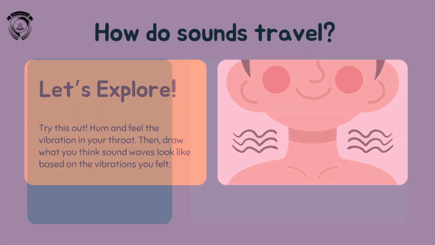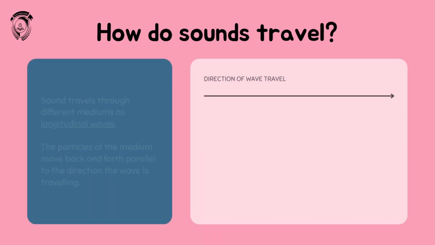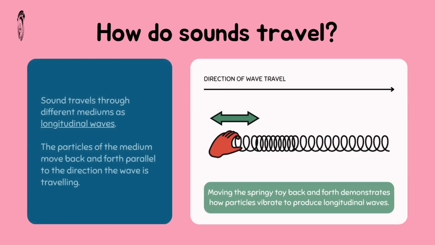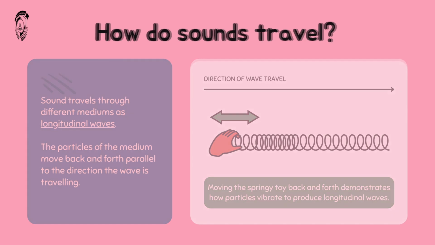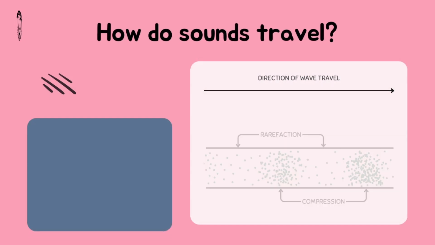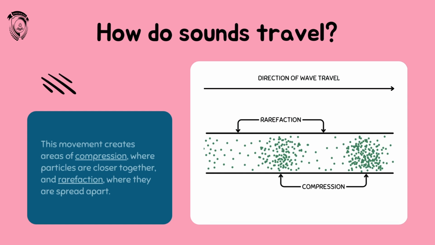Sound waves are waves which travel through different media as longitudinal waves. What does it mean by longitudinal waves? The particles of the medium move back and forth parallel to the direction the wave is traveling. So this movement creates areas of compression, where the particles are closer together, as you can see in the diagram in front of you, and areas where the particles are a little bit far away. These are the rarefactions.